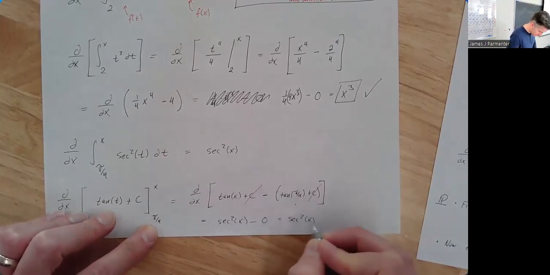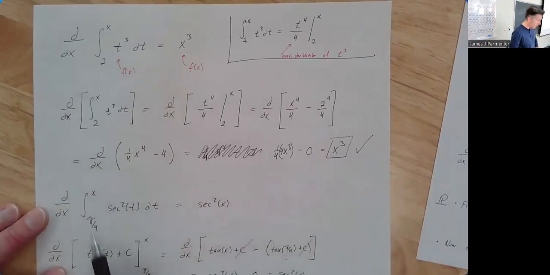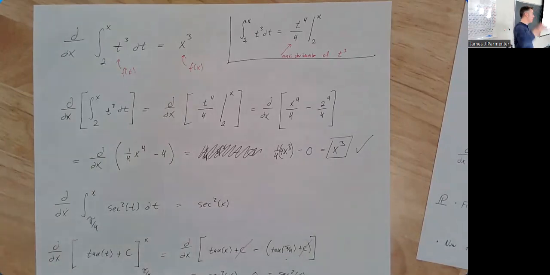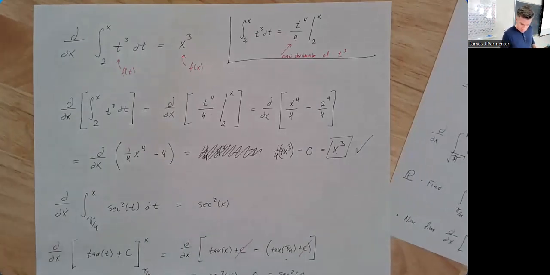That's why, to answer a previous question, this 2 doesn't matter, or this pi over 4 doesn't matter. Because when you anti-differentiate a function and then you plug in a constant, you've all of a sudden got a constant. And the derivative of a constant is always going to be 0. Cool. So, yeah, we should talk about the chain rule version.